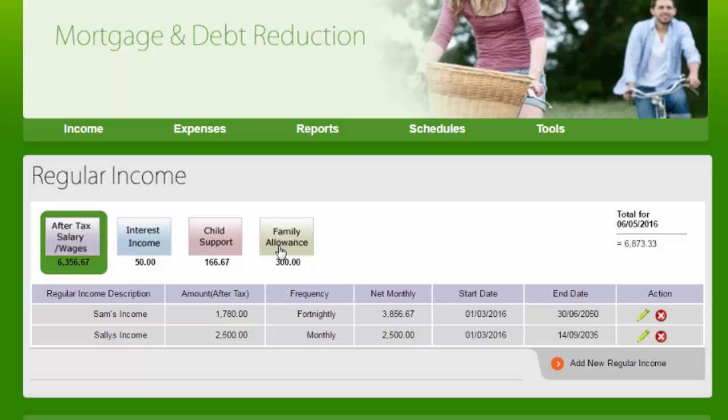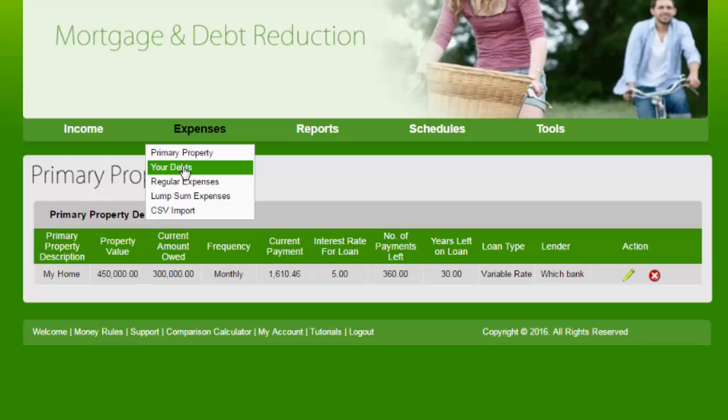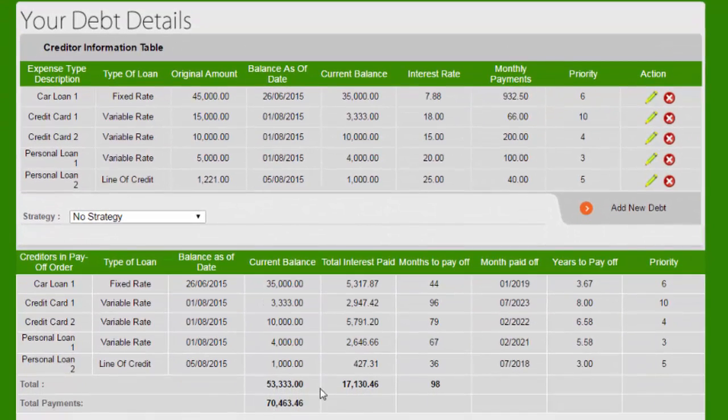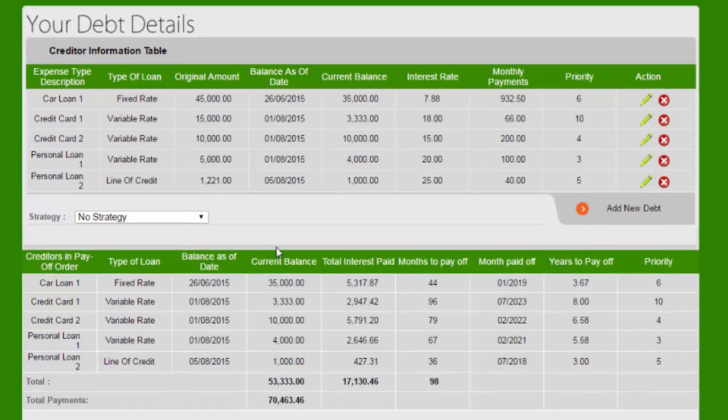Here are their other incomes already categorized. Shoot across to expenses, we'll have a look at their primary property. Get down, have a look at their debts. Normal family type debts, car loan, couple of credit cards, couple of personal loans. When we look at it down the bottom here where it's mirrored, we're seeing that they've got $53,000 in total debt. They're going to pay $17,000 interest over 98 months for a total of $70,000.